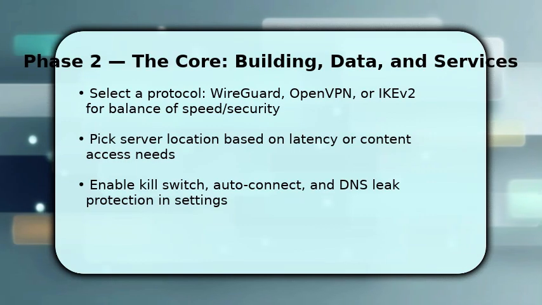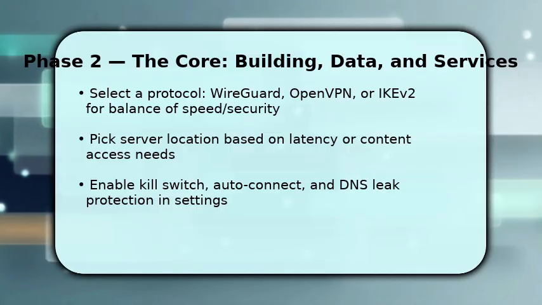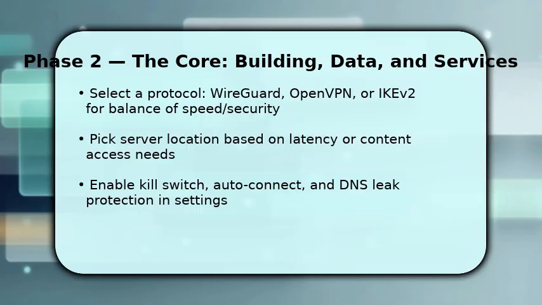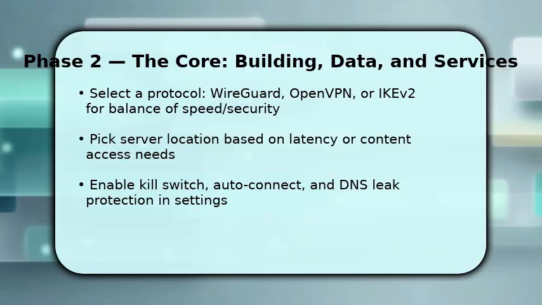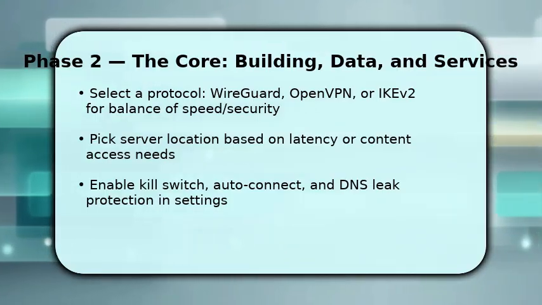Now you configure the VPN. Choose a protocol such as WireGuard for speed or OpenVPN for broad compatibility, because protocol choice affects performance and security. Next, select a server, nearby for low latency, or in a specific country for content access. Enable critical features like the kill switch and DNS leak protection. These prevent data leaks if the VPN drops.